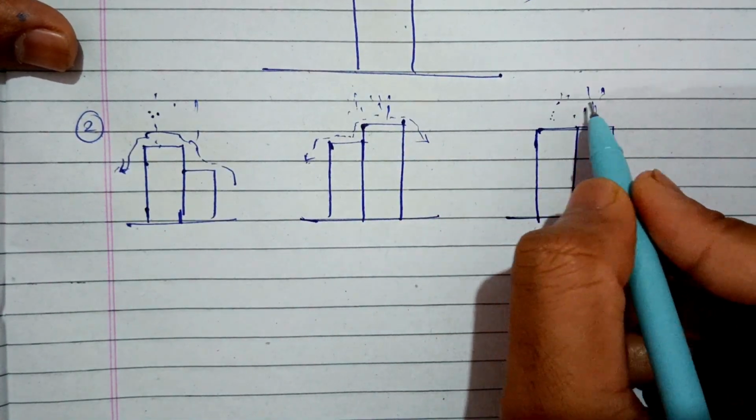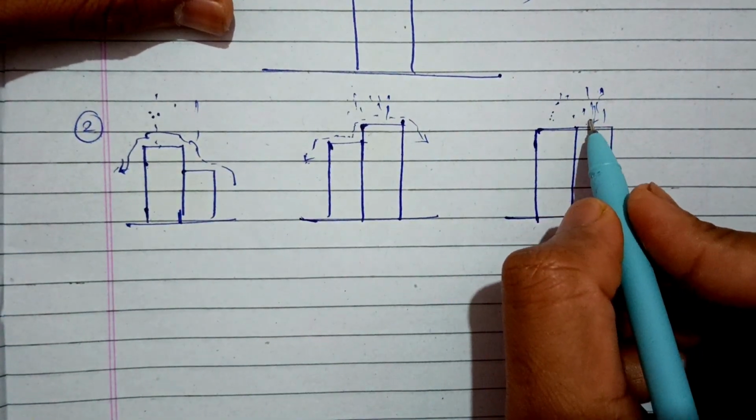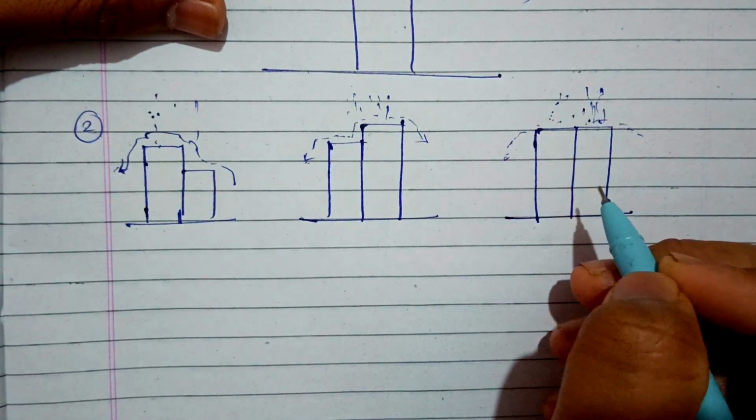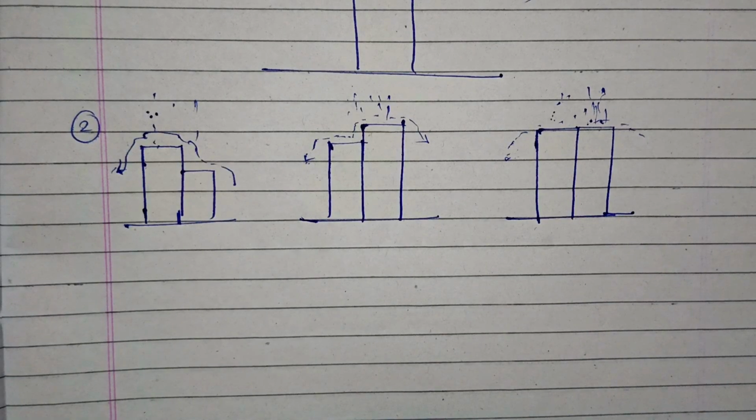Water will fall on these bars, and on this bar also the water will not be trapped. The water will spill outside. So in all three cases the water will not be trapped. So to trap the water we need greater than 2 bars. Then only the water will be trapped.